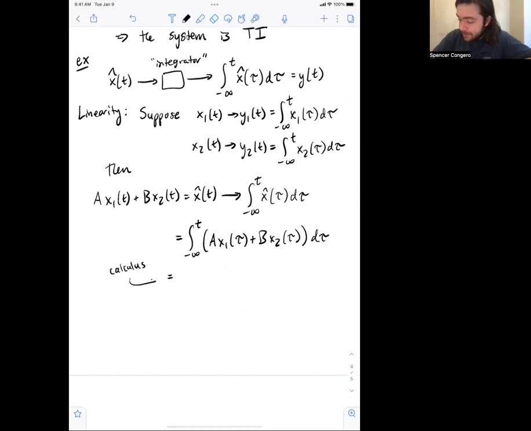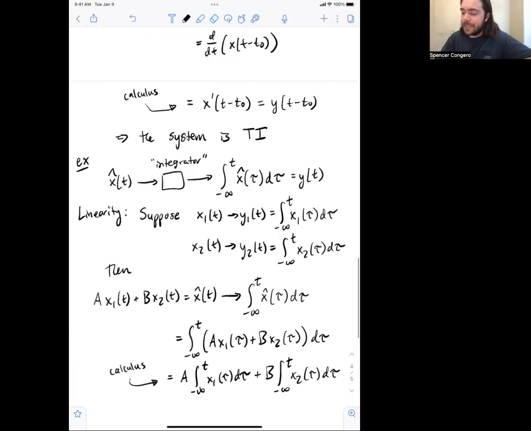So by calculus here, we're going to take this integral and distribute it through this integrand here, because we know from calculus you're allowed to do that. So we're going to get a times the integral of x1 of tau d tau plus b times the integral of x2 of tau d tau.